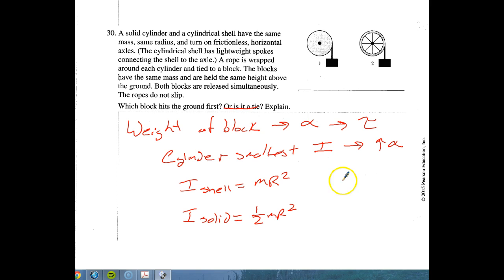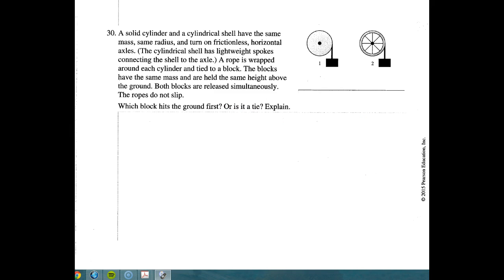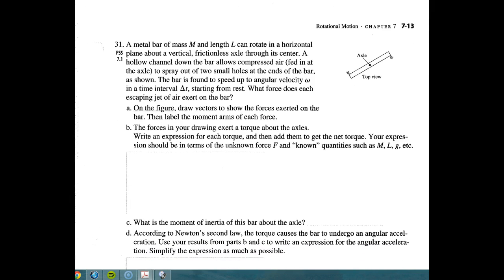And because of that, we know that block number 1 will accelerate faster. So it's easier to get this thing turning than it is to get this one turning. And that is the answer to number 30. Remember, the solution is the thing that's really important, not necessarily just the answer itself.